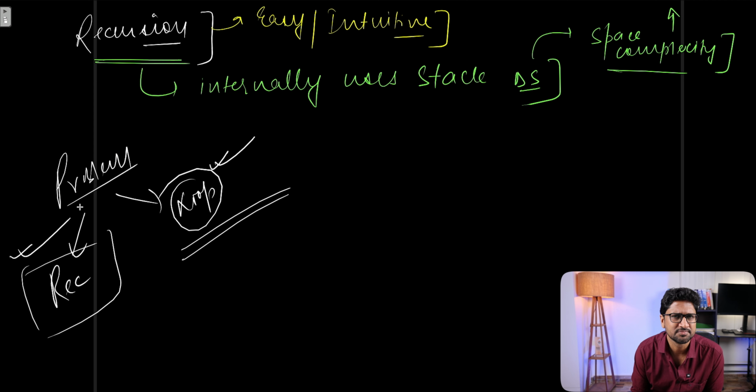So there is a certain trade-off. You don't get everything everywhere. To get something better, you have to compromise at certain places.